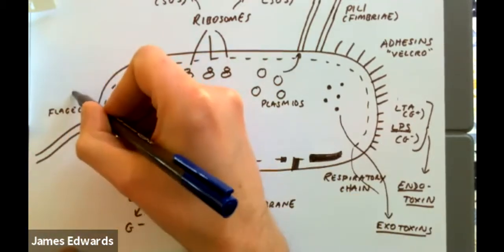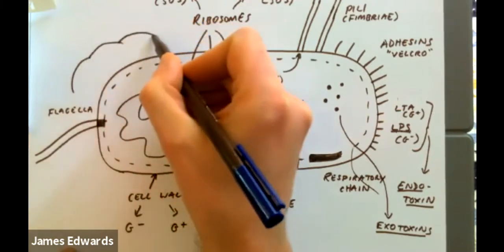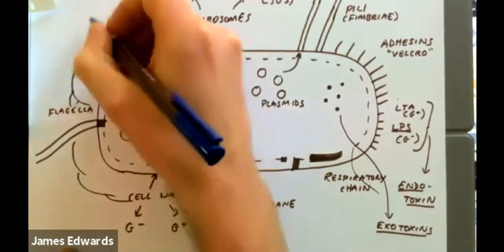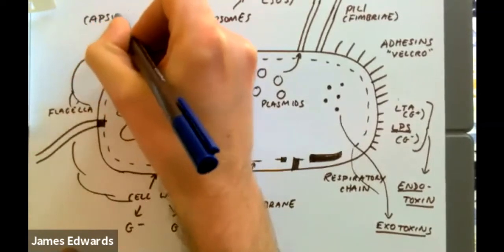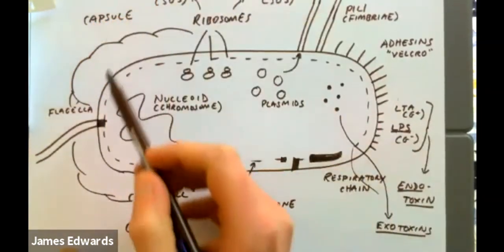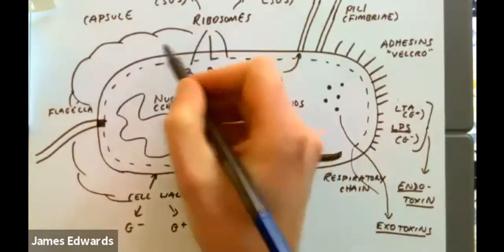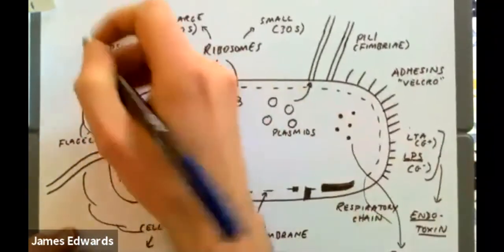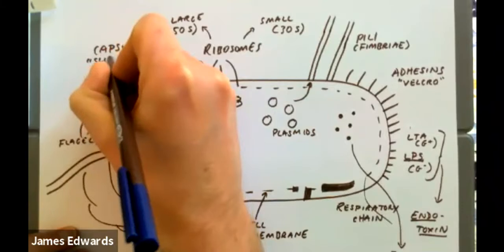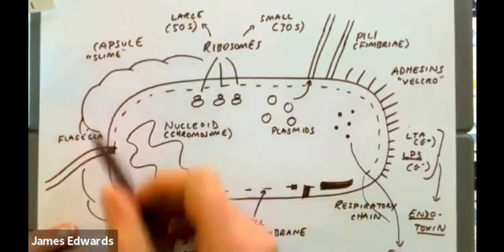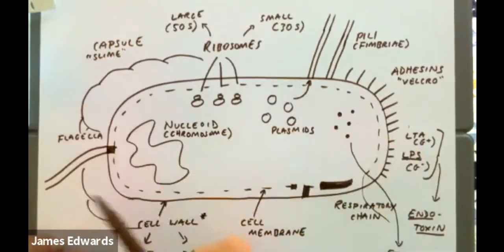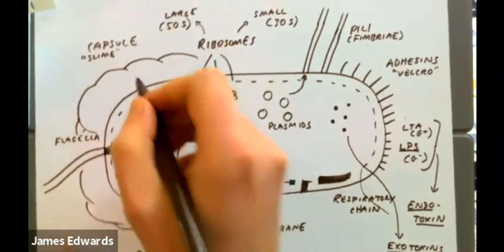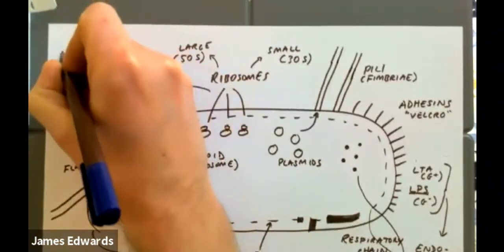And then the last thing is you may have drawn on the outside a capsule. And this is a layer of exopolysaccharide or slime, and this helps protect the cell. It helps protect it from environmental danger and stresses, but also it helps hide the cell and make phagocytosis a bit more difficult. Bacteria that can make a capsule are called encapsulated.